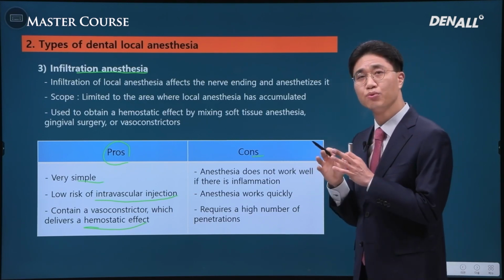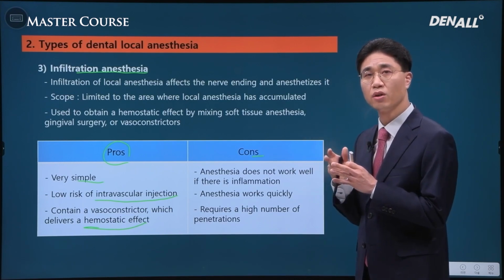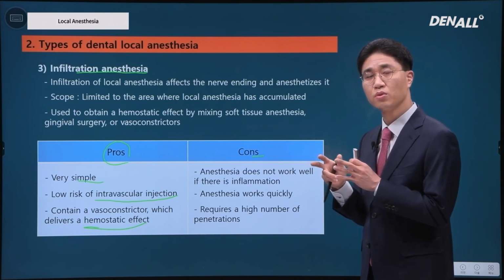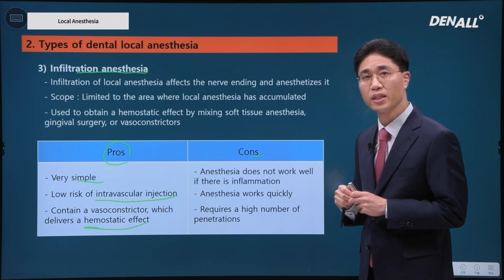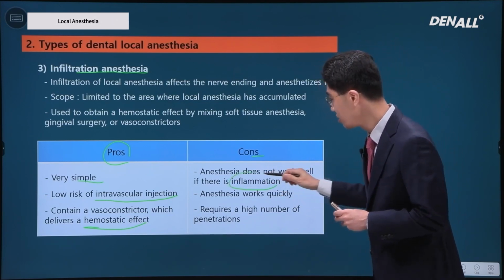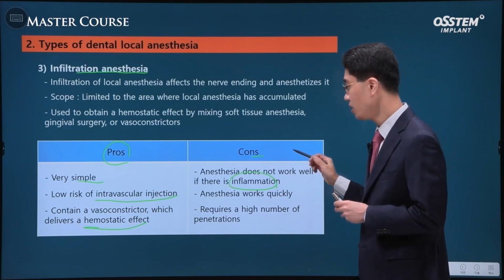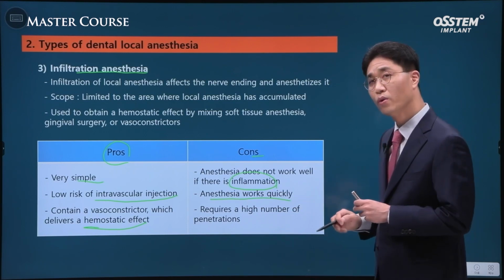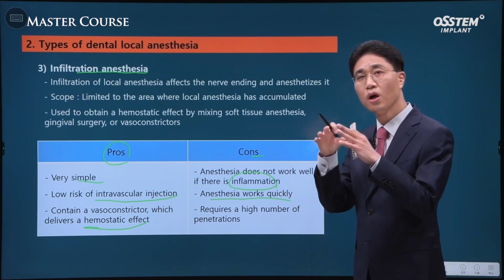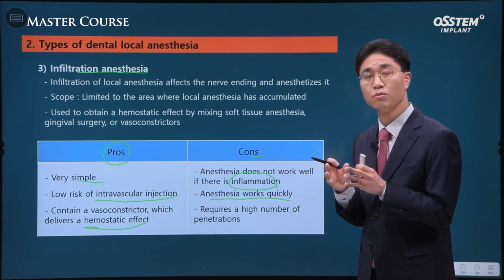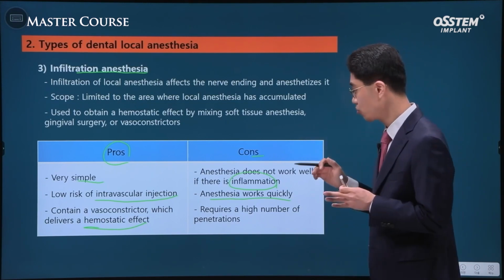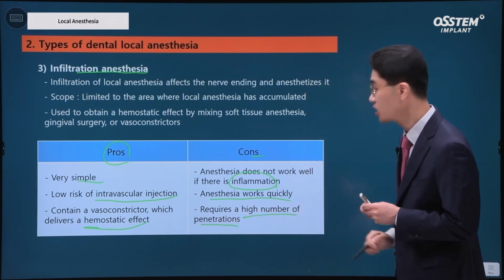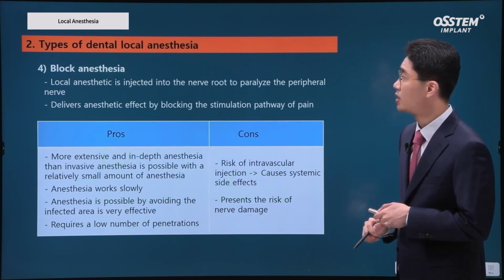Cons. The anesthesia does not work well if there is inflammation. In the area where there is inflammation, the acidity of the tissue goes up, and in that case, the effect of anesthesia is lower. In the area where there is inflammation, it's difficult to perform infiltration anesthesia, and it has a very short duration. It is only valid in the area where local anesthetic goes in. Therefore, the number of penetrations goes up.